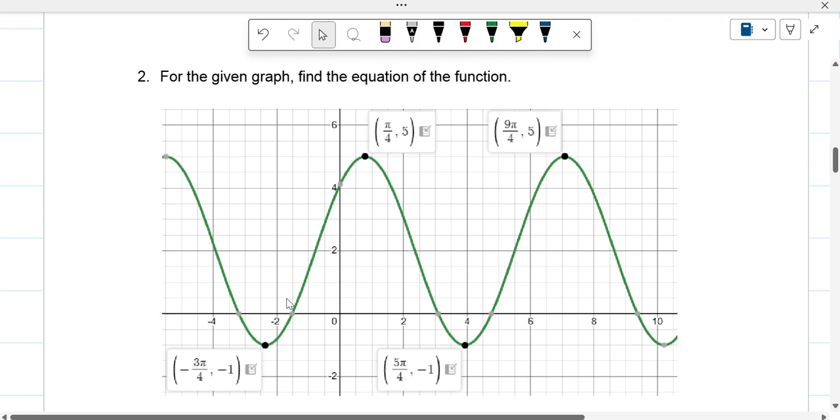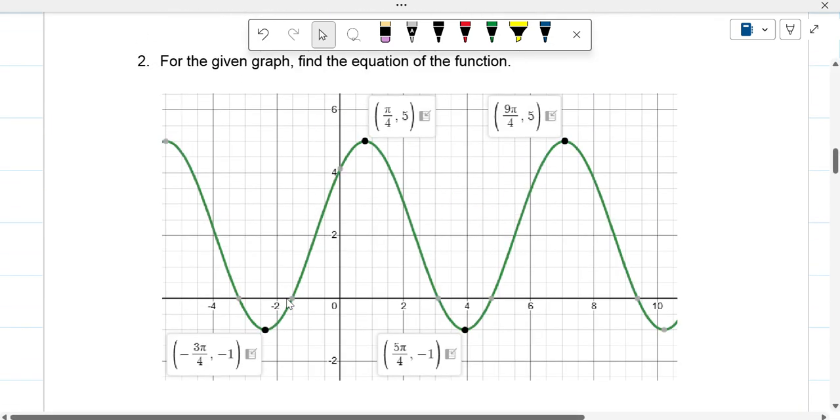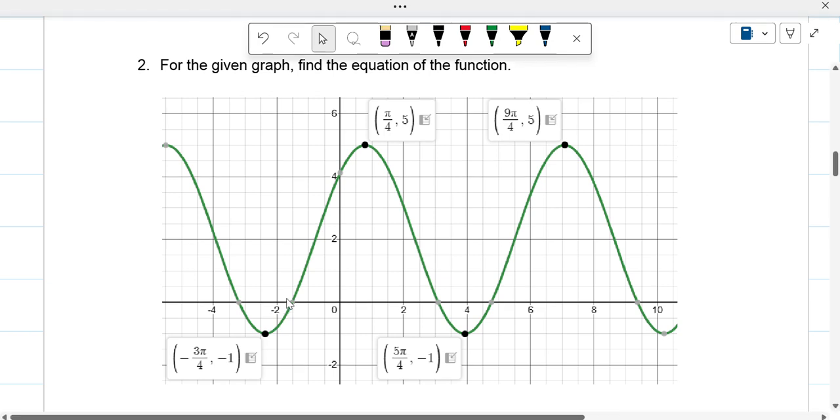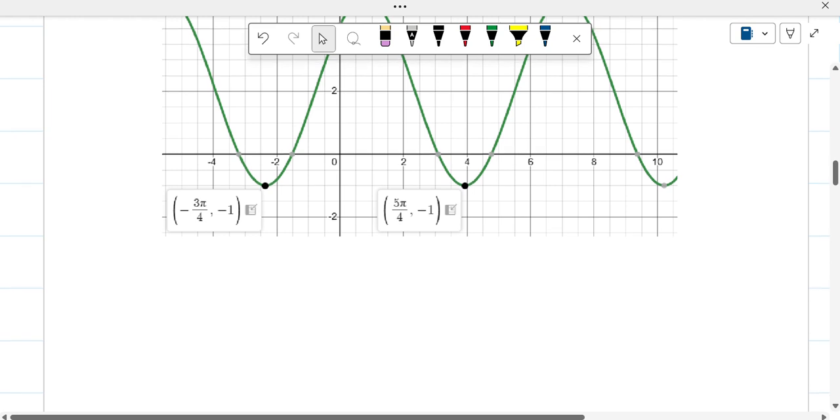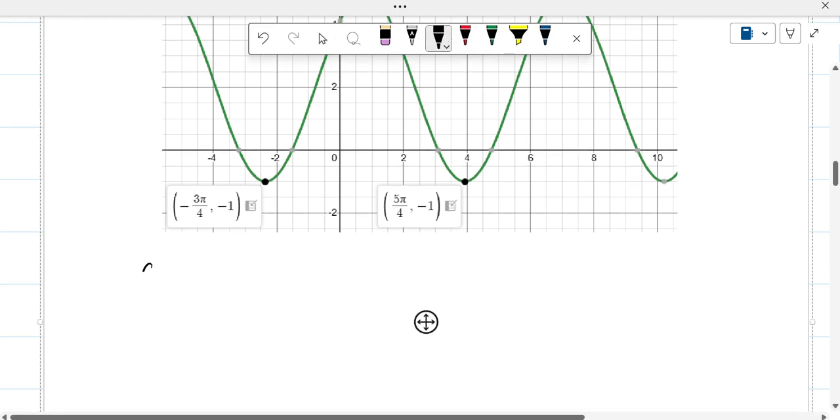For the given graph, find the equation of the function. For this question, it seems like it's a sine or cosine graph. And as I told you in class, I prefer to just go with the cosine because, in my opinion, it's just simpler that way. I'm going to use two consecutive maximum points, as well as a midpoint between them, to check the amplitude, the midpoint, and the period.